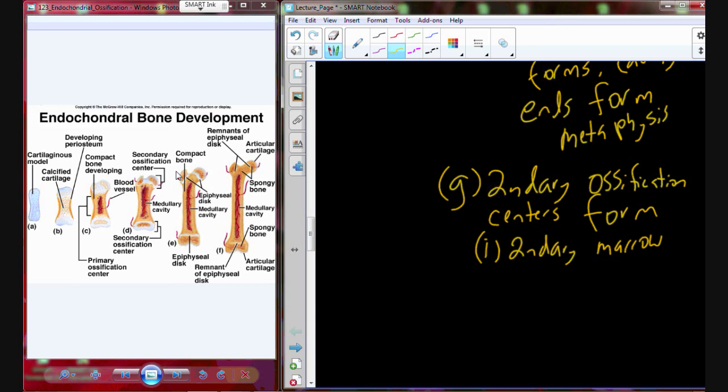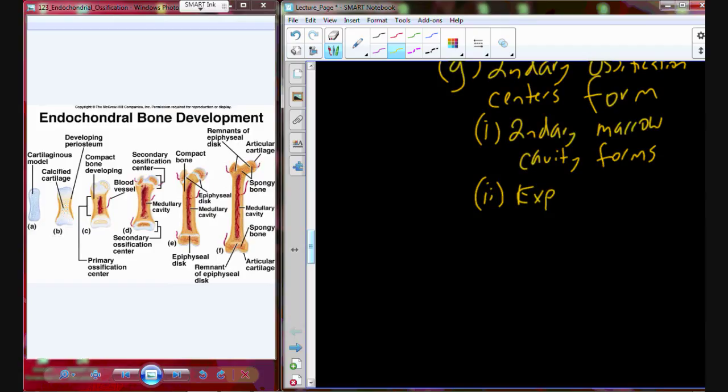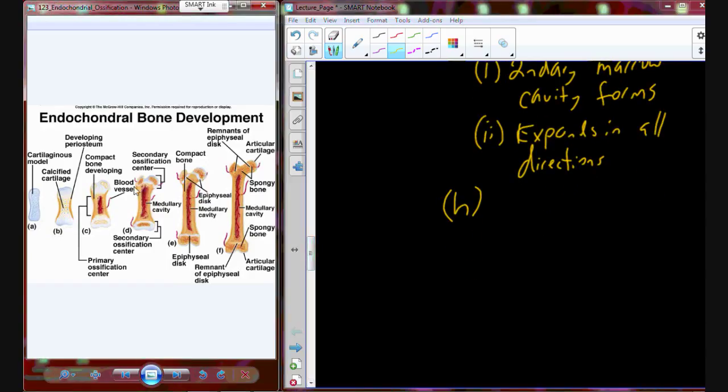Now, just like with our primary ossification center, we also have a secondary marrow cavity that forms in the secondary ossification center. And this expands in all directions. As the cavity forms, which you can see those cavities beginning to form here at our secondary ossification centers, we begin to have the diaphysis, the metaphysis, and then this little separation between those secondary cavities, which are eventually going to become the epiphyseal plates. In the epiphysis, it's going to be spongy bone that's forming.